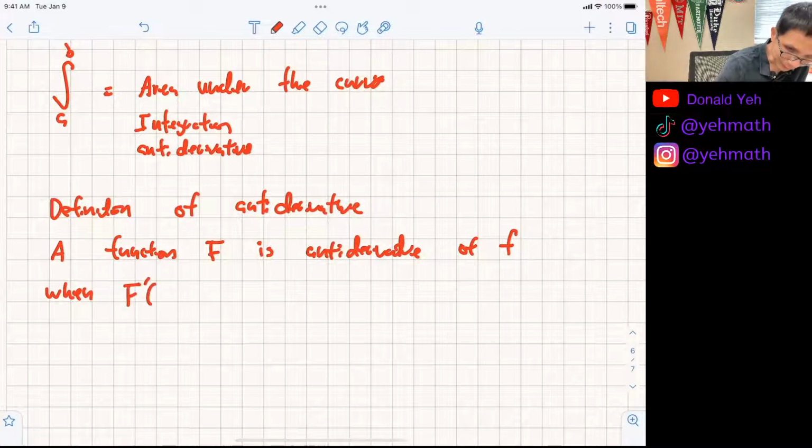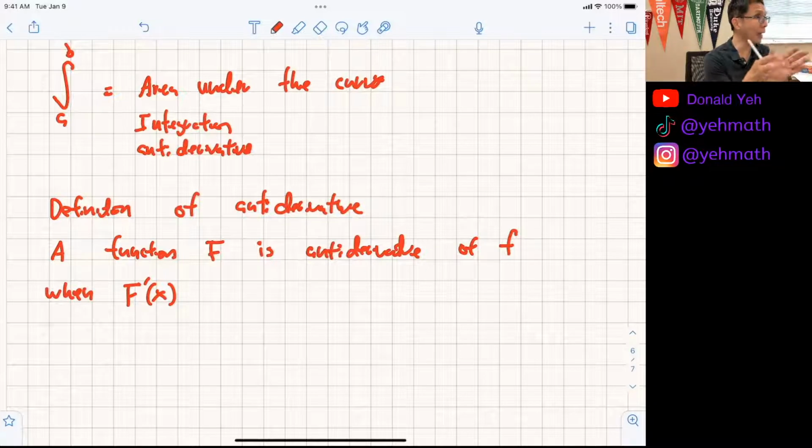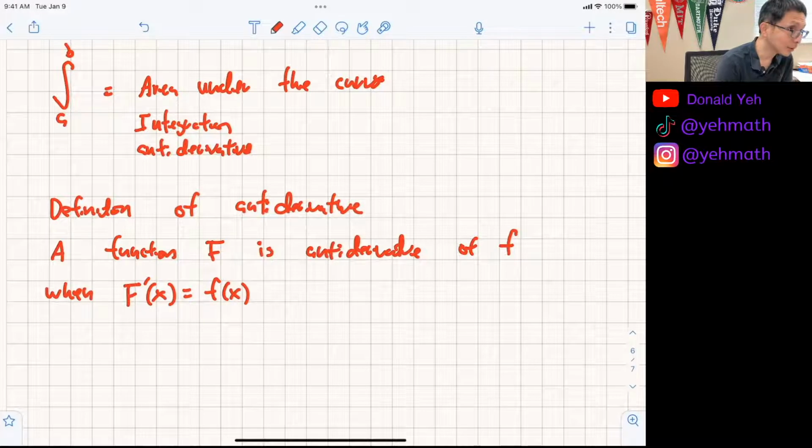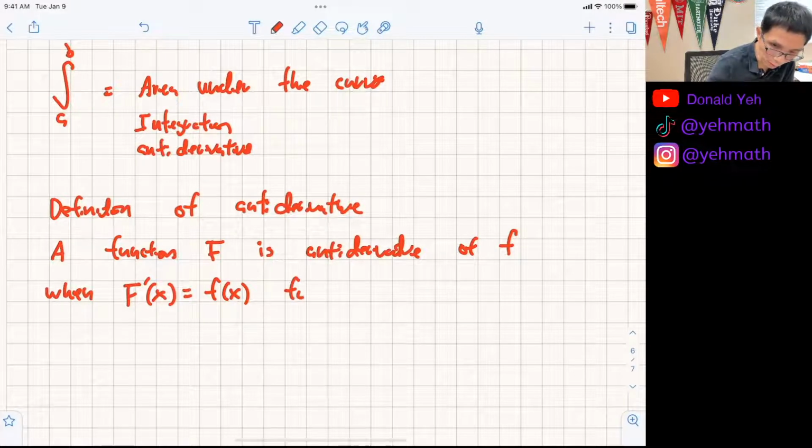So if I take a derivative of capital F, it's going to be non-capital f for all x.